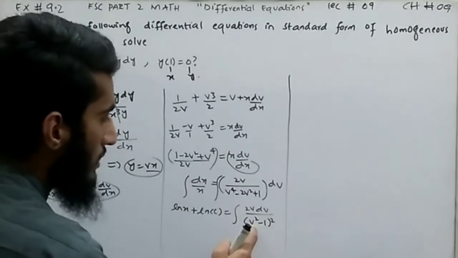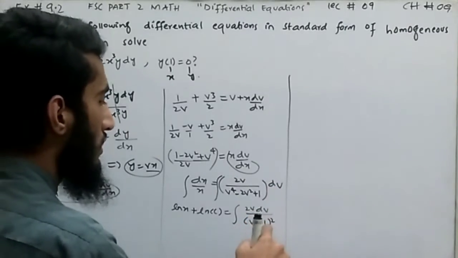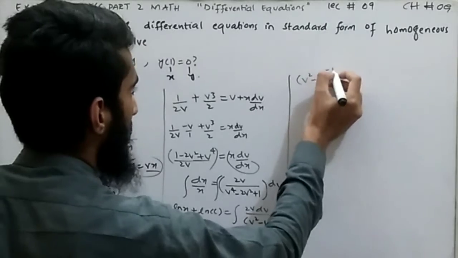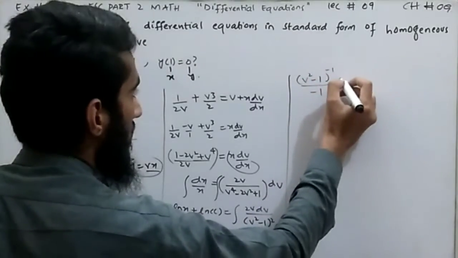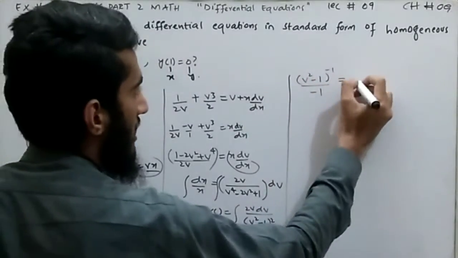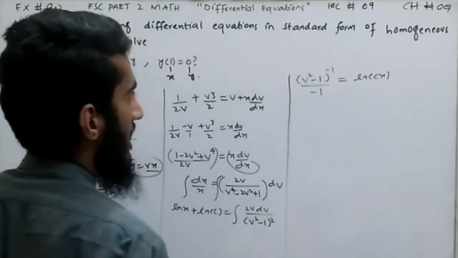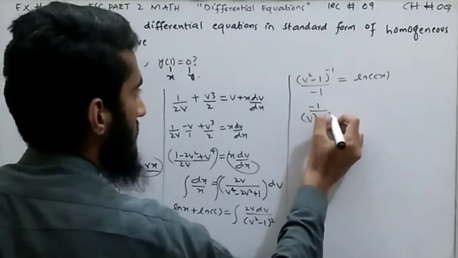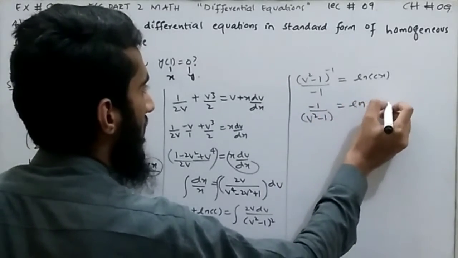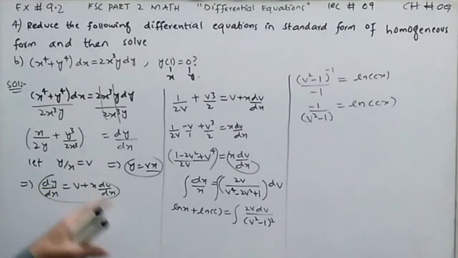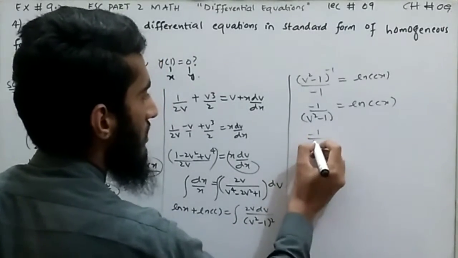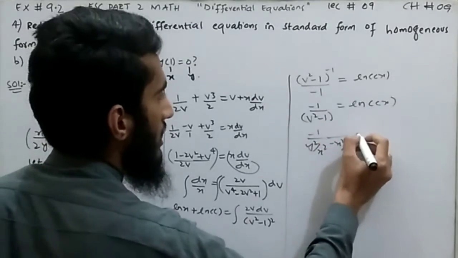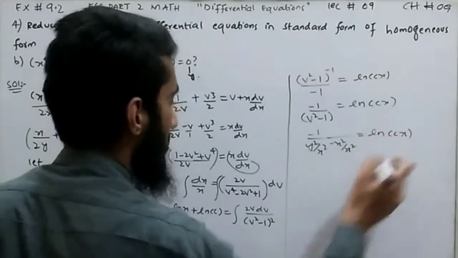So it will be v square minus 1 power negative 2, so its integration will be v square minus 1 power negative 1 over negative 1, is equal to, on this side we are left with ln of cx because this is the product rule of natural logarithm. By reciprocating, it becomes minus 1 over v square minus 1 is equal to ln of cx. So v is y by x, so it becomes y square over x square. 1 can be written as x square by x square is equal to ln of cx.